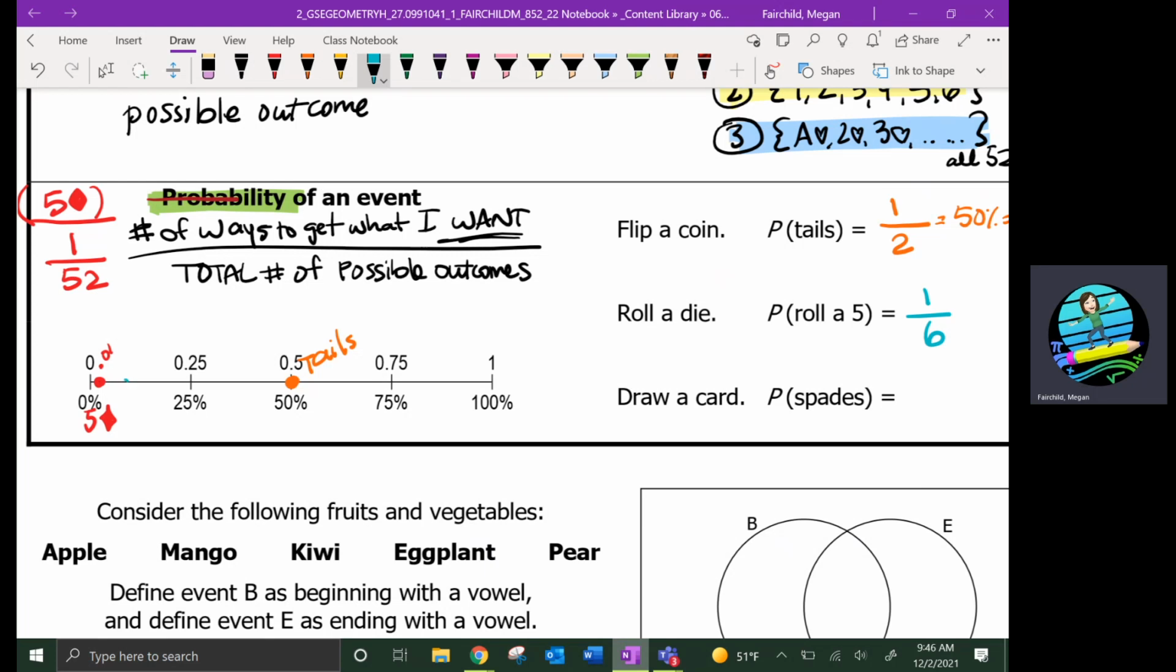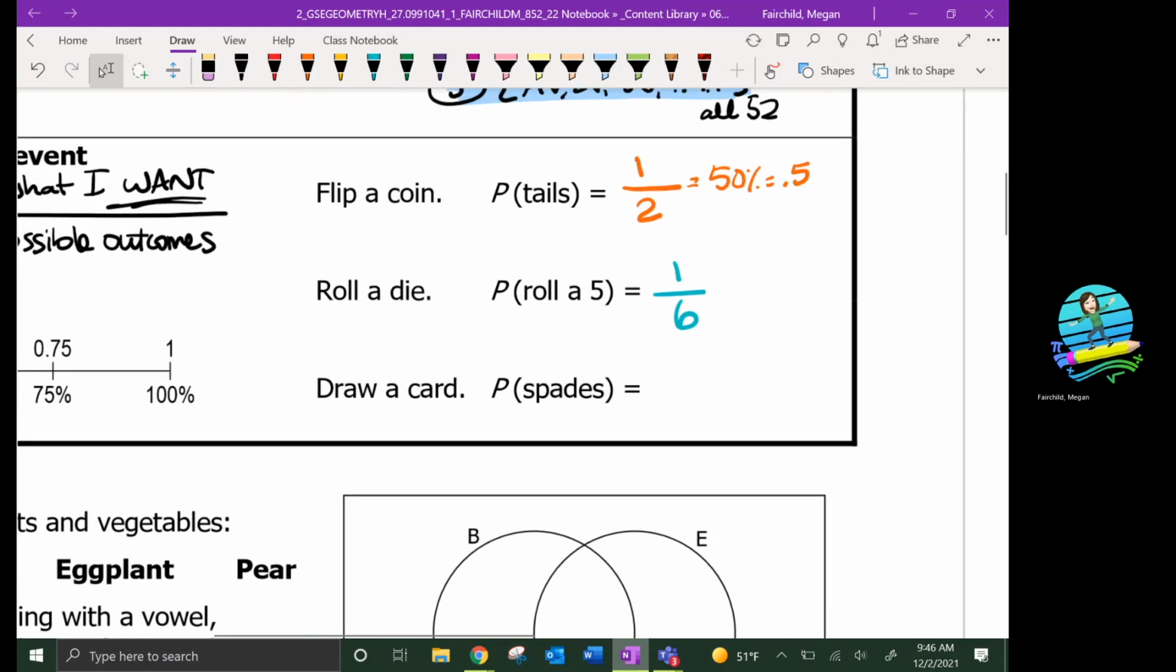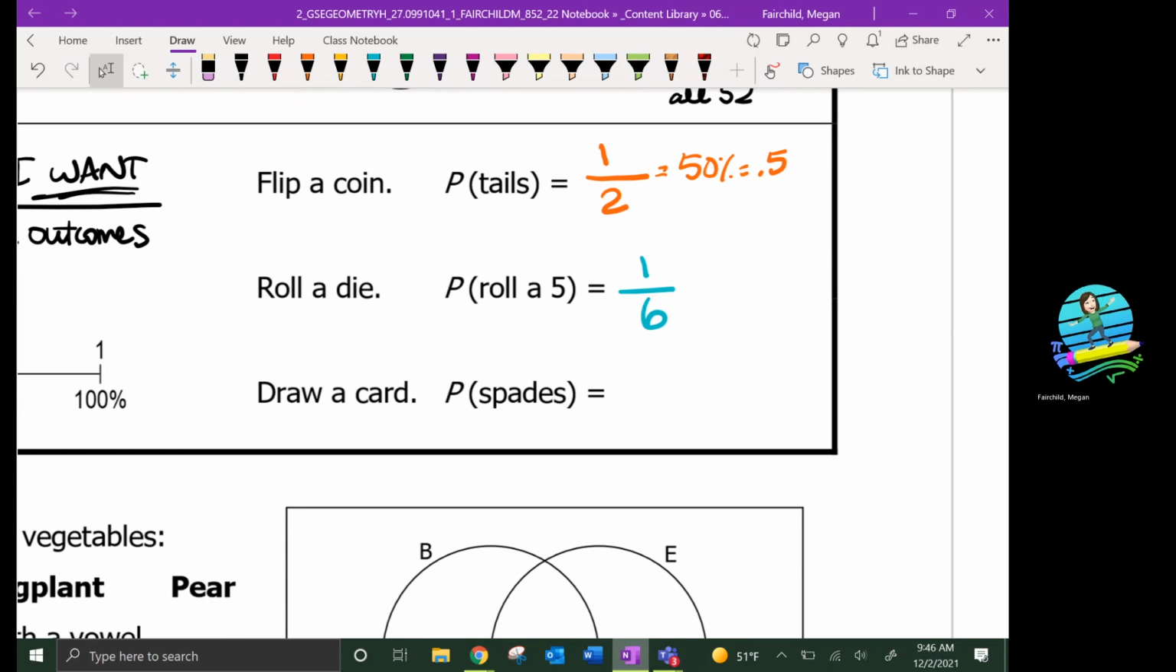0.166. So about right here would be rolling a 5. Okay. And then we've got drawing a spade. Kate, how do I write a fraction for drawing a spade? Like, what's the total number of cards that I can pull from? I'm going to start with my denominator.